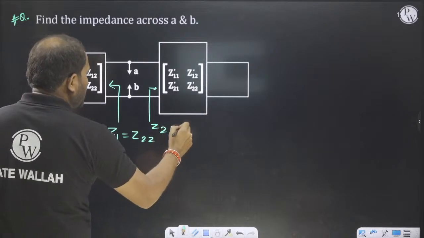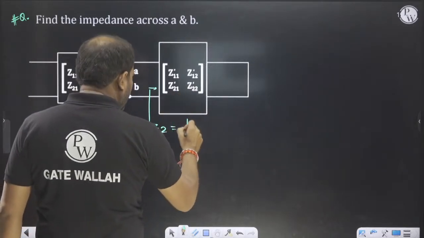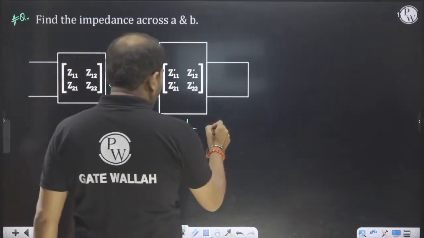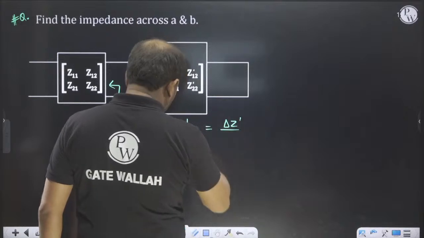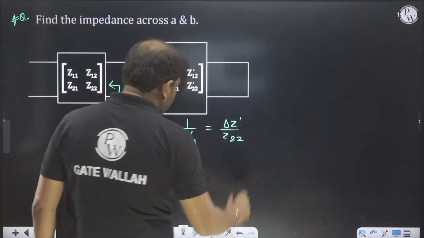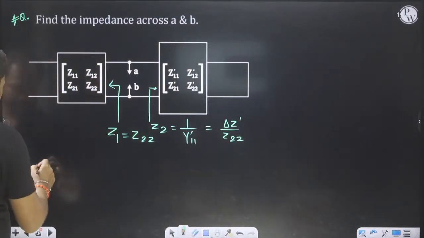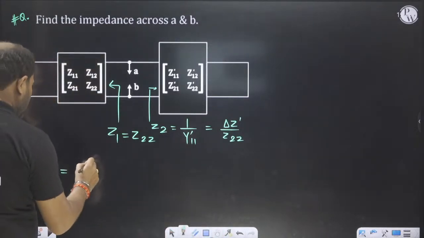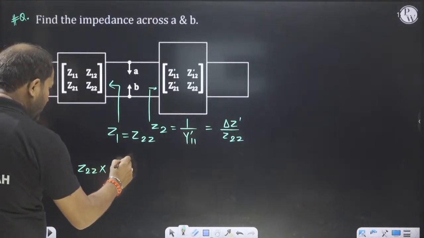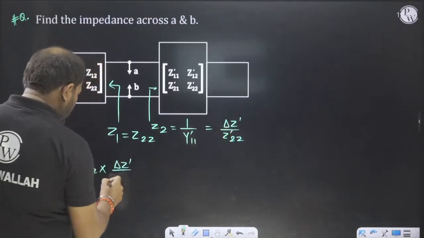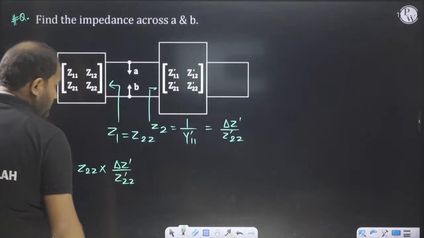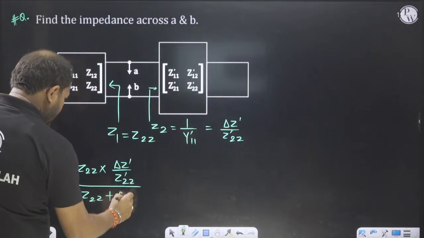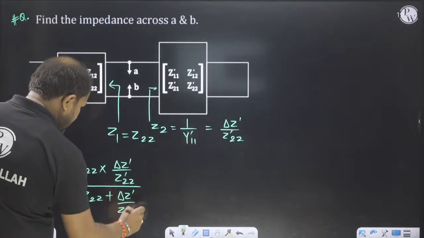So Z2 is equal to 1 by short circuit Y11 dash. Y11 dash is equal to delta Z dash upon Z22. They are in parallel, so Z equivalent will be equal to Z22 into delta Z dash divided by Z22 dash, and this one is Z22 plus delta Z dash divided by Z22 dash.